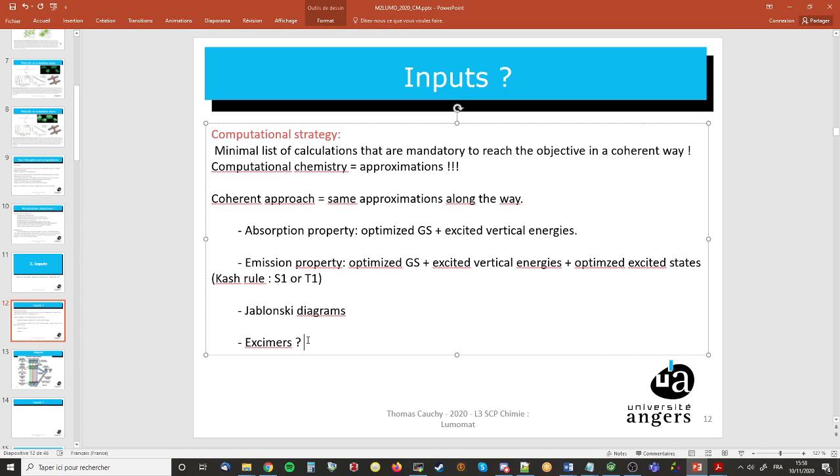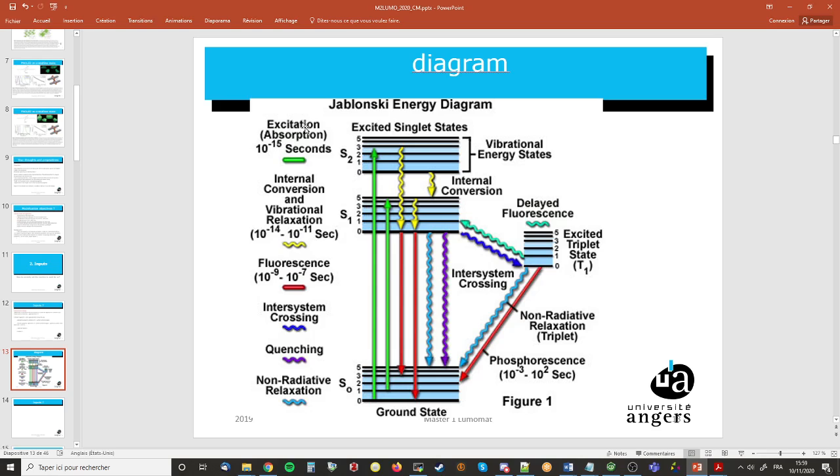Okay. But here in the Jablonski diagram, and in relation of what we have, there is one physical phenomena that we didn't discuss and you've never heard about in calculations. The optimization of the S2 is maybe not mandatory. If you optimize S2, what do you expect? And why do you want to optimize S2?